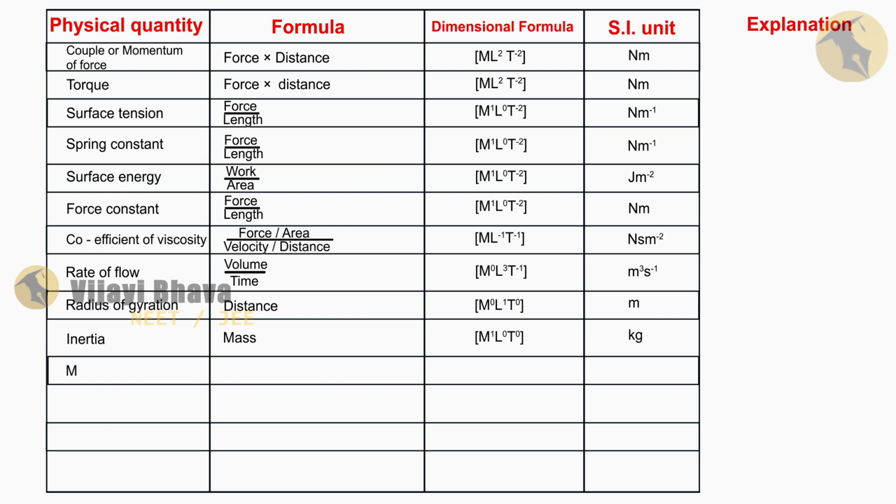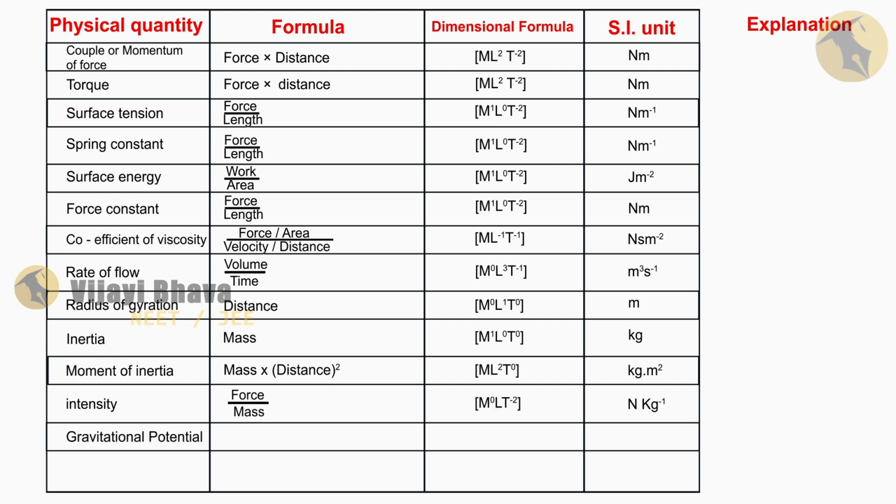The next one, moment of inertia. It has a formula mass into distance square. Mass is M1, distance is L1 whole square. So it becomes M1 L2. Intensity. Intensity has a formula force by mass. Force is M1 L1 T minus 2 by mass is M1. M1 and M1 get cancelled. So the dimensional formula for intensity is M0 L1 T minus 2.